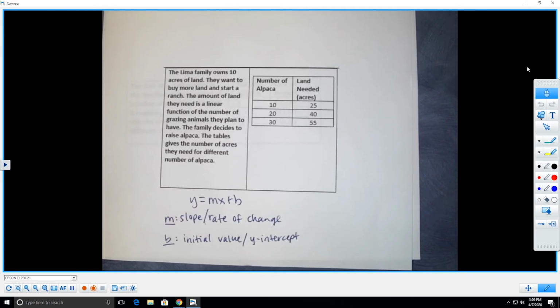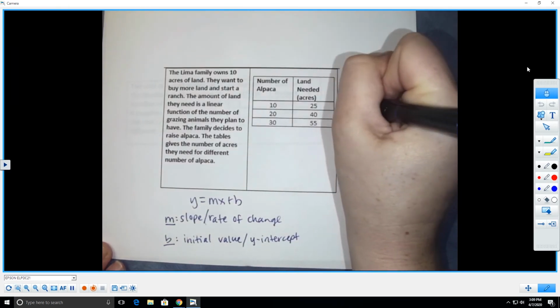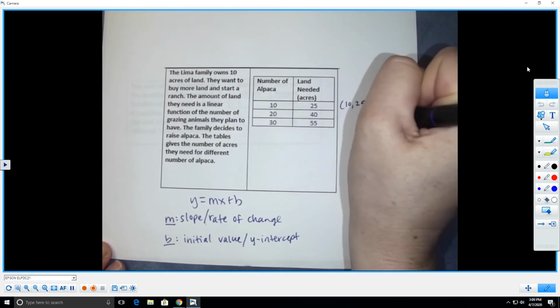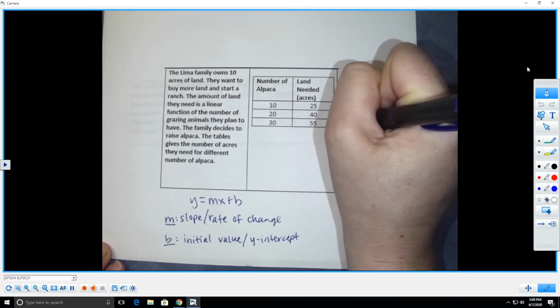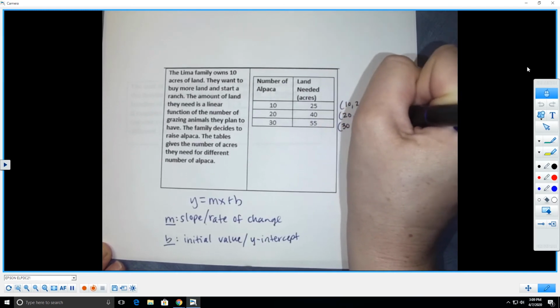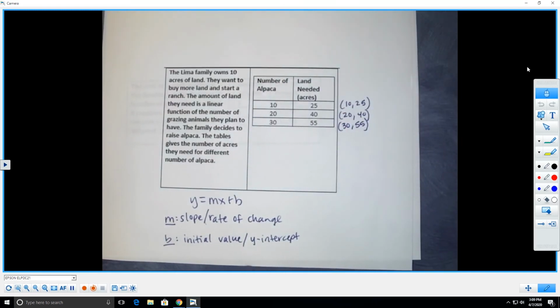I wrote these three down. Did you? 10, 25, 20, 40, and 30, 55. Great. Now recall that we can use those ordered pairs to calculate the slope or the rate of change. We only need two. You pick whichever two you want to work with.